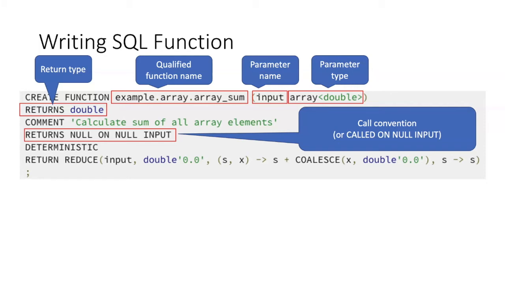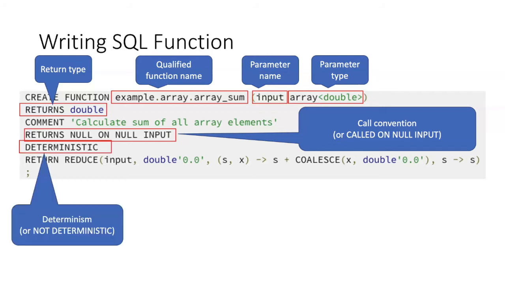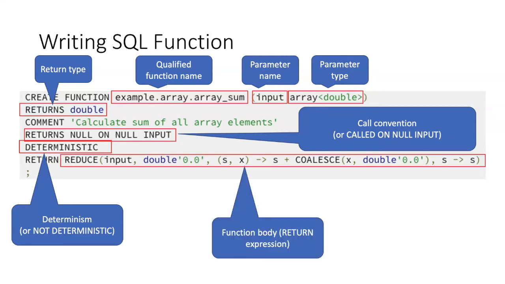We need to specify call convention. It's either returns null on null input or called on null input. This basically decides whether the function will be invoked if the input is null or input contains null. Whether the function is deterministic, some optimization rules would be based on this, whether we can or cannot optimize certain expressions. And then this is the function body.